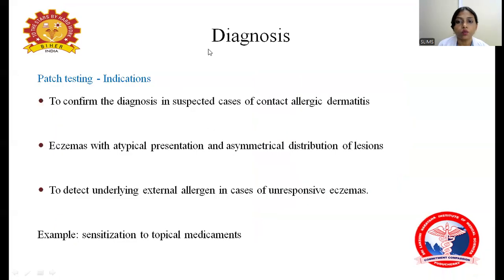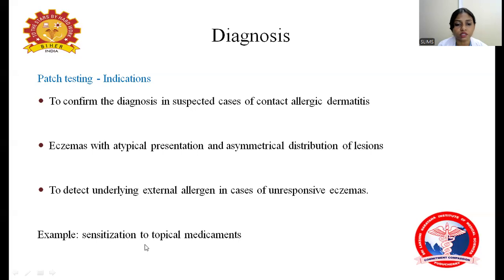Now, how to diagnose a case of photoallergic contact dermatitis? As I previously said, patch testing is mandatory to confirm the diagnosis in a suspected case of allergic contact dermatitis. Some eczemas which have an atypical presentation or an asymmetrical distribution can be subjected to patch testing in order to detect the external allergen, when the eczema does not respond to treatment. So these are the indications where patch testing can be done. One is to confirm the diagnosis. The next one, when the eczema has an atypical presentation or an asymmetrical distribution. The third is eczemas which do not respond to treatment. So in all these conditions, patch testing is indicated.